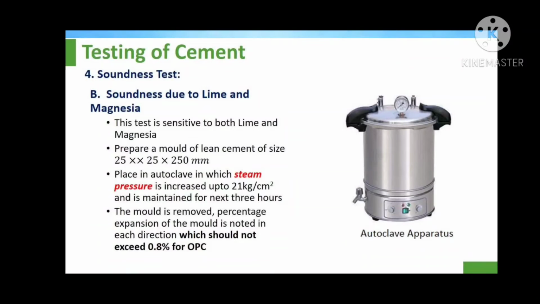B. Soundness due to lime and magnesia. This test is sensitive to both lime and magnesia. Prepare a mold of lean cement of size 25 × 25 × 250 mm. Place it in an autoclave in which steam pressure is increased up to 21 kg per centimeter squared and maintained for the next 3 hours. The mold is removed. The percentage expansion of the mold is noted, which should not exceed 0.8% for OPC.